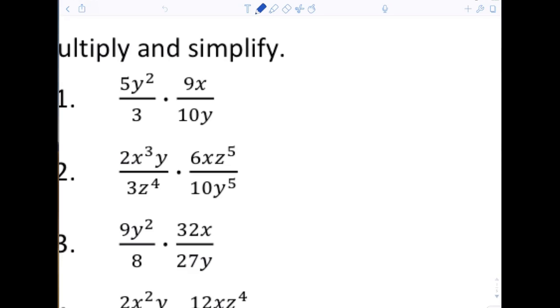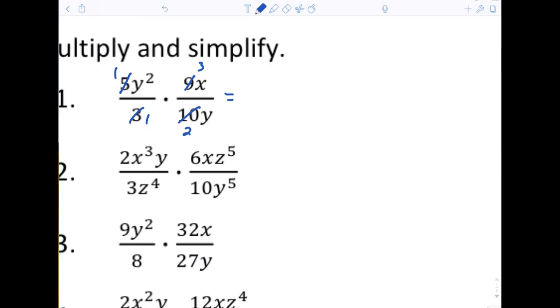Now remember, if you're multiplying fractions, you just have to reduce them. All right, so in order to reduce this, I want you to take the 5 and the 10. You just say 5 goes into 5 one time. 5 goes into 10 twice. 3 goes into 3 once. 3 goes into 9 3 times.